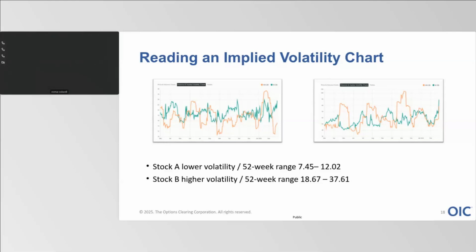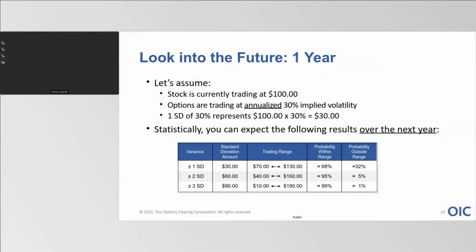And the reason why that's interesting is because of what your potential outcome is. If you are less risky, then you might choose the options that are less volatile. And if you're willing to take more risk, you might trade options that have more implied volatility in them. Now, here is an example. It has to do with standard deviations.